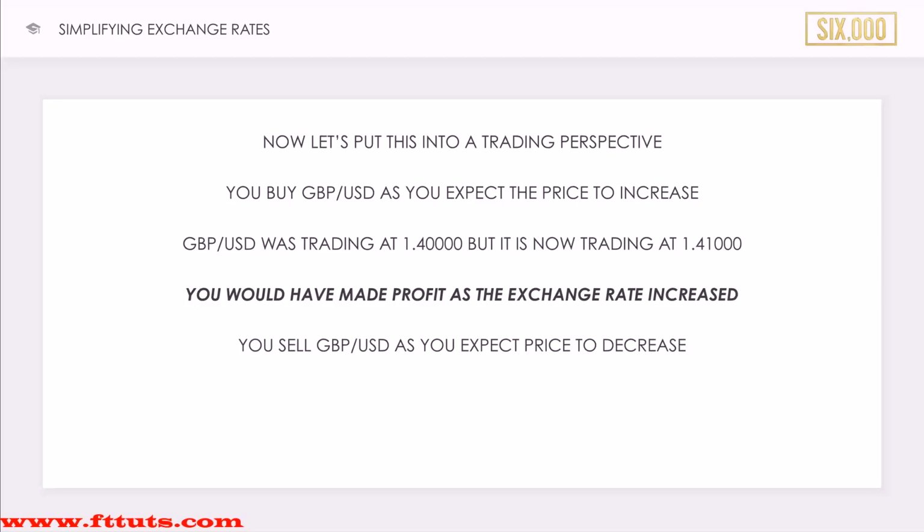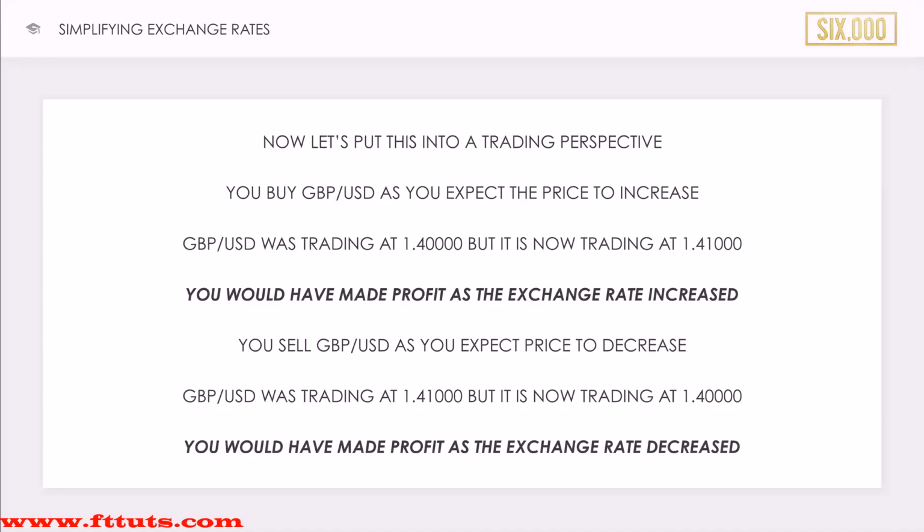And on the flip side, let's say you sold, so you sell Great Britain pound US dollar as you expect the price to decrease. Great Britain pound US dollar was trading at 1.41, but is now trading back at 1.4. Again, you would have made profit as the exchange rate decreased. So again, if you're selling and the exchange rate decreases, you make profit. Now let's head into our second topic for today. Our first topic was very short and sweet. It was simply just laying the groundwork for exchange rates. There's not much to drag out there.